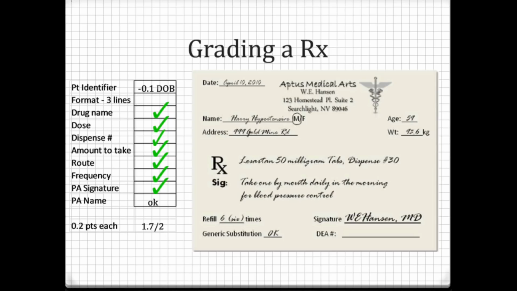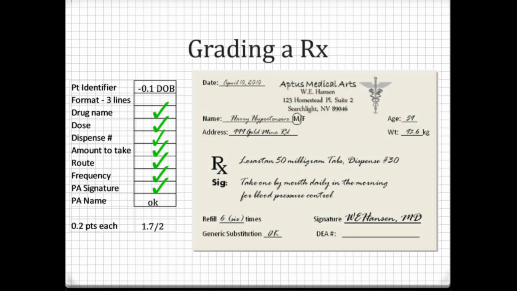The patient name and address are present, but the date of birth is not. You will only receive partial credit if you do not include the date of birth. As for format, there are essentially 2 lines of information, not 3. Credit would not be given for this. As mentioned previously, move the dispense number 30 to a new line to receive full credit.